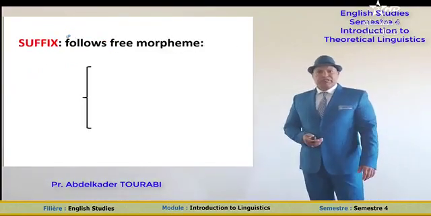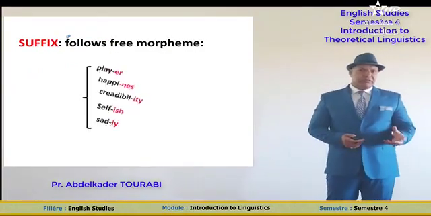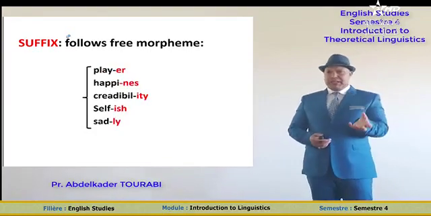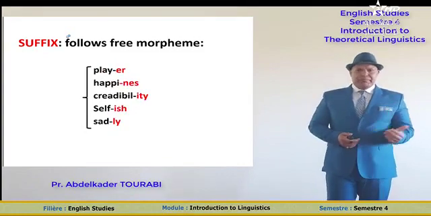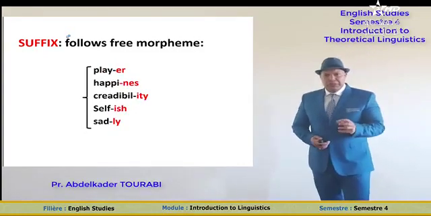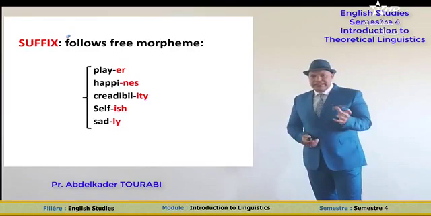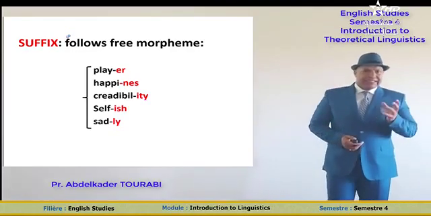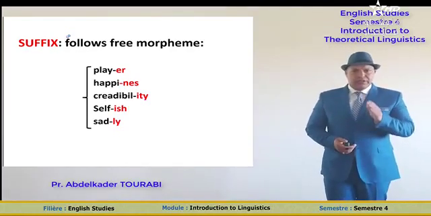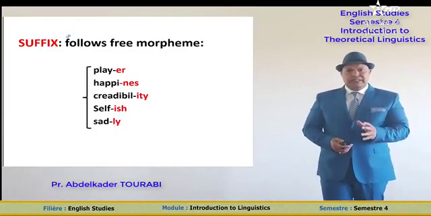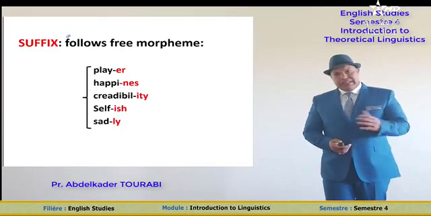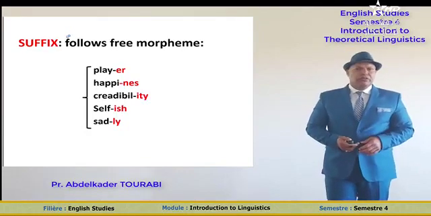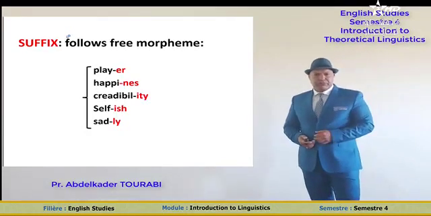Suffixes. They follow the root morphemes. For example, if we take the word play, we add to it er, and we have player. Happy, happiness; credible, credibility; self, selfish; sad, sadness. Those are suffixes, and we add them at the end of the root morphemes.